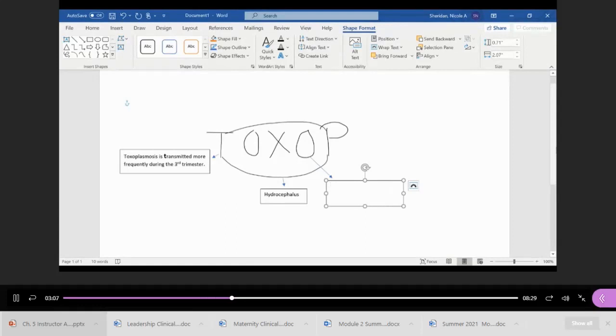So our infected infants with toxoplasmosis can develop chorioretinitis. So this is an inflammation of the choroid and retina of the eye. So it can lead to blindness. So it can be very serious in an infant.